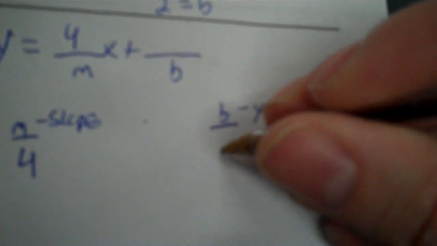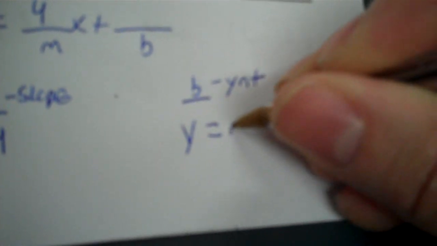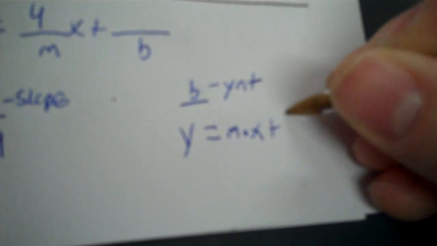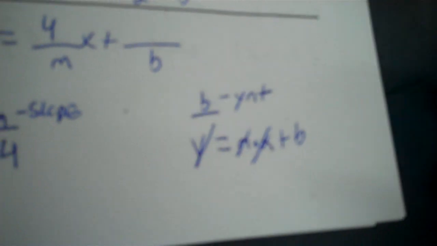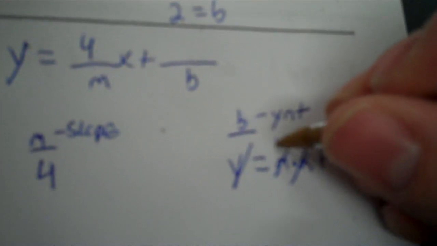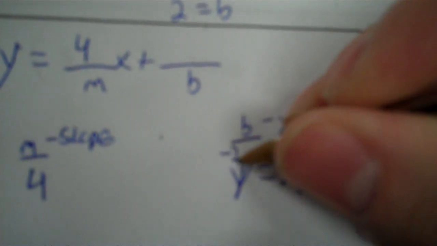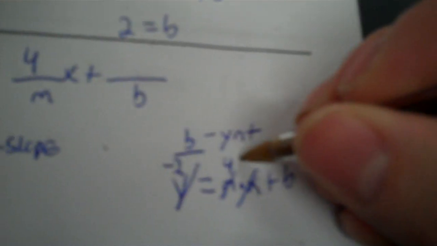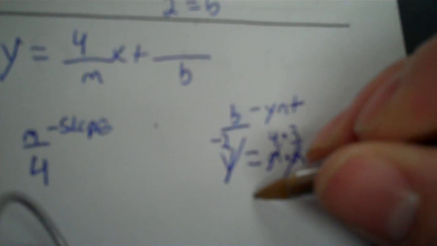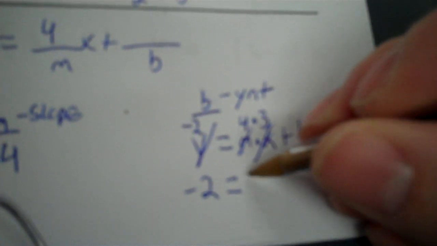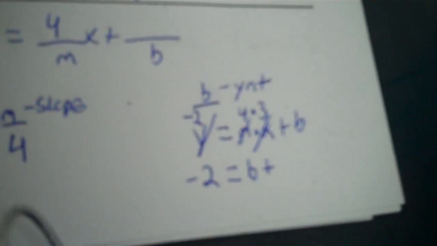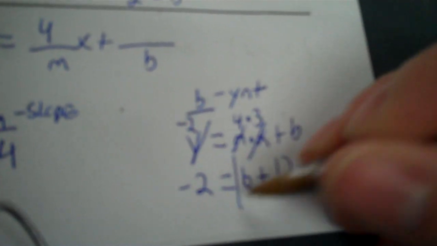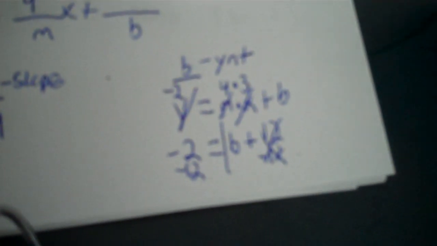So to find b, we write y equals m times x plus b. And we look into our equation, we see we have a slope of 4. -2 replaces your y, and then 3 replaces the x. So line up your equals, b plus, and then 4 times 3 is 12. So then I minus 12 from both sides. -2 minus 12 is -14 equals b.